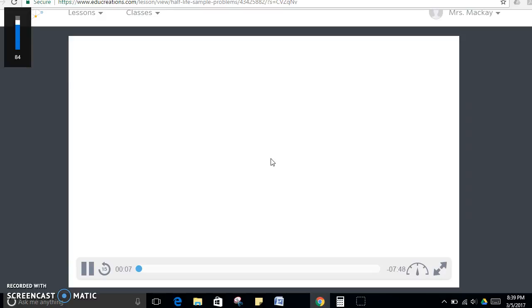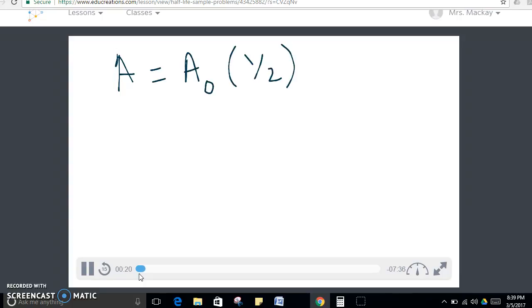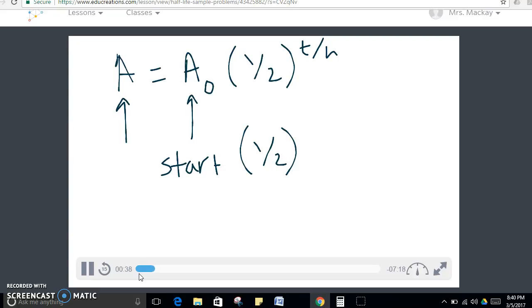Problems using the half-life equation. Before I get started, I want to explain to you really quick the half-life equation. So A equals A0 times 1/2 to the T over H exponent. So what each of these things mean is this, A, is what we're generally going to be solving for. That's the amount that's left. A0 is the amount that you start with. And you are going to take that times 1/2, whatever the amount of time you have over the actual half-life.